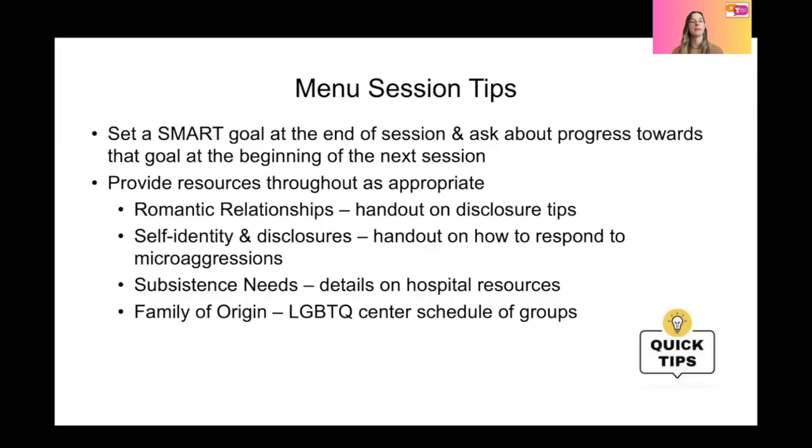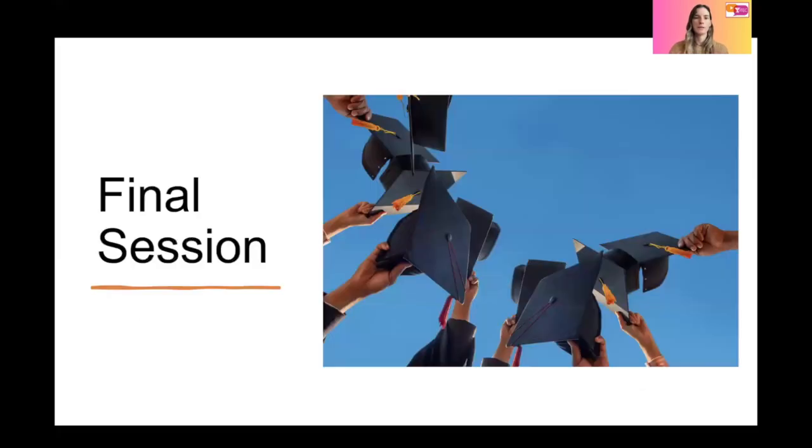For example, in romantic relationships, you might provide a handout on disclosure tips and talk through or even role play how that might look. For self-identity and disclosure, you could give a handout on how to respond to microaggressions and how to care for yourself. For subsistence needs, details on hospital resources, food pantries and resources in their area, housing, any of those kinds of things. And then maybe with family of origin, an LGBTQ center schedule of groups or activities or ways to build community and support for themselves.